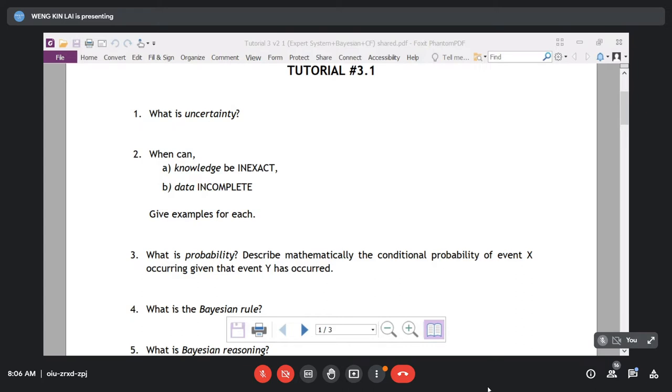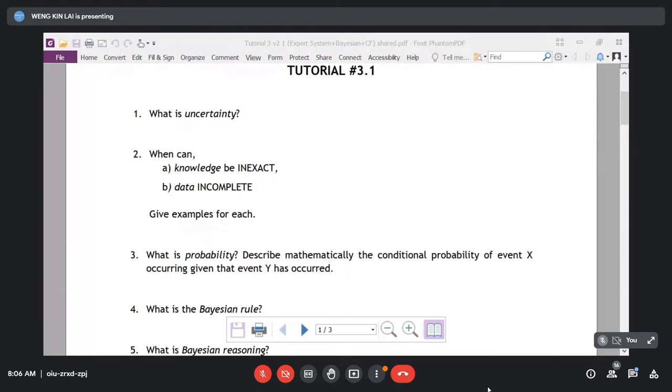I think we have completed looking at that in fuzzy logic, where the knowledge itself is not just either black or white, right? It's not on or off, it's not one or zero. It is no longer crisp.